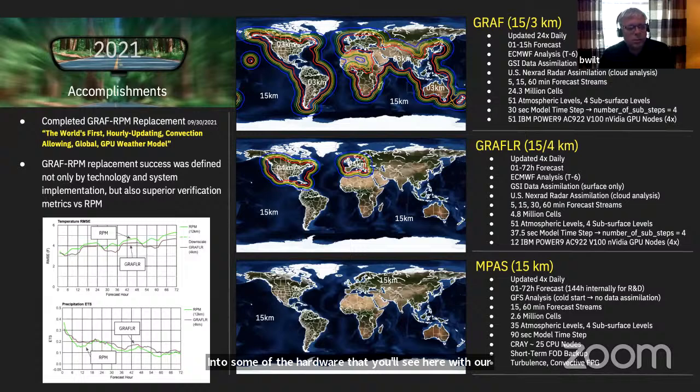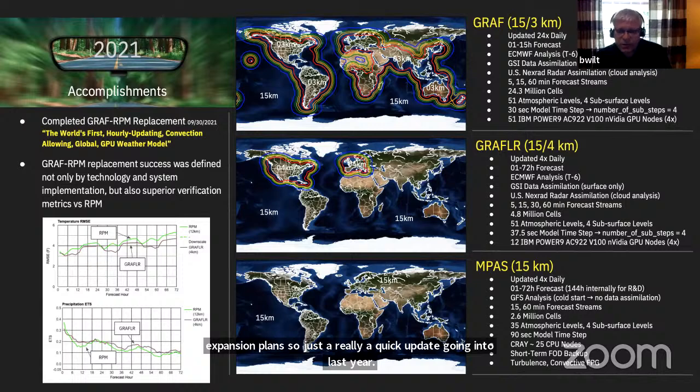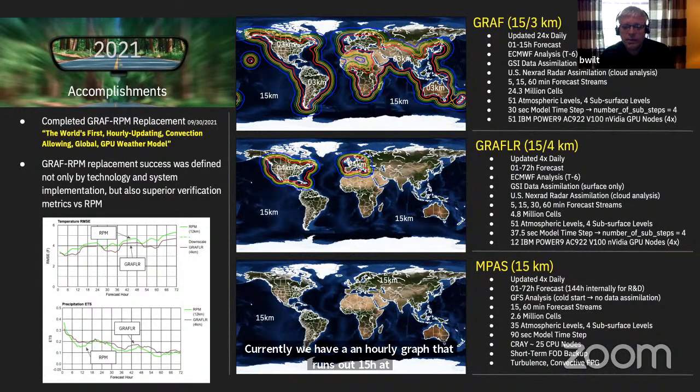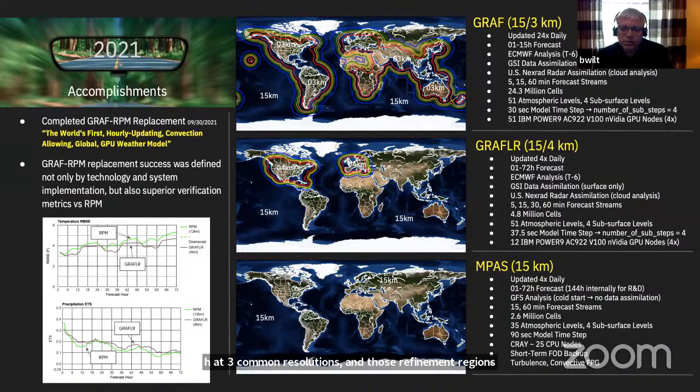So just a quick update going into last year. On the right here, you see we basically have 3 Graph applications, or 3 MPAS applications, currently. We have an hourly Graph that runs out 15 hours at 3-kilometer resolution in those refinement regions in this top map here. Basically, we initialize with a T-6 ECMWF analysis, and then we run GSI data assimilation at this point, surface data only. We basically halted all GSI development because we knew we would be moving towards JEDI since last year. So that's in progress. We do assimilate US NEXRAD radars for cloud analysis, and we have forecast streams available to customers down to 5-minute intervals.